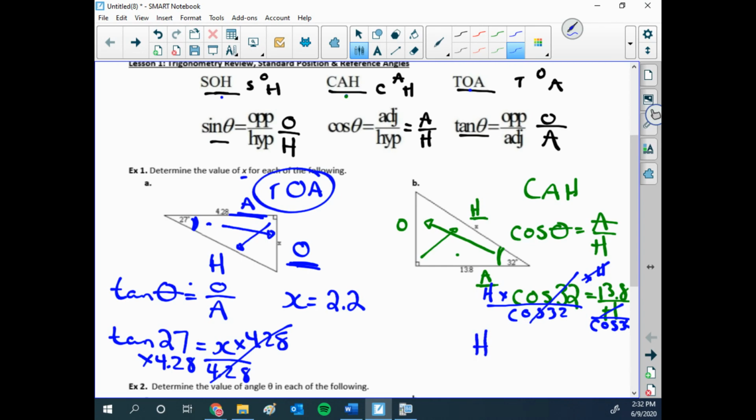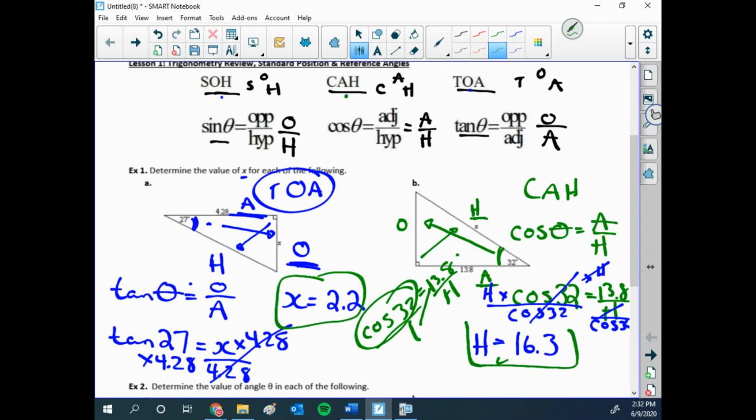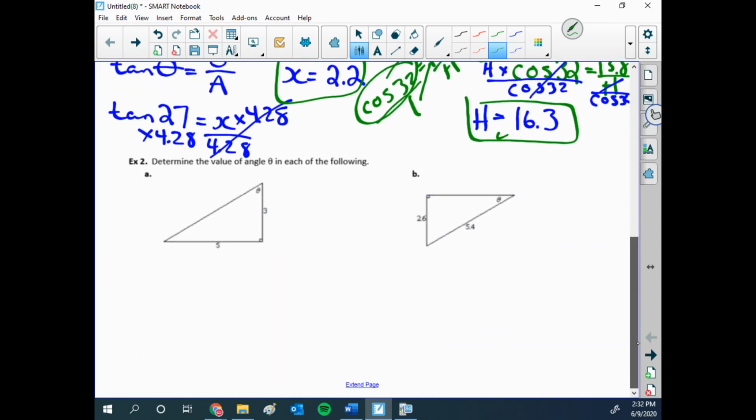And when I type that in on my calculator, 13.8 divided by cos of 32, it should give me 16.3. Okay. The other thing you can do to solve there, just to know, is when you have cos of 32 equals 13.8 over H, well, this is technically over 1. So I can cross multiply these two together and divide by cos 32, and I'll get the same answer regardless of how I choose to solve there. Okay, so hopefully you remember that. That's solving for a missing dimension.